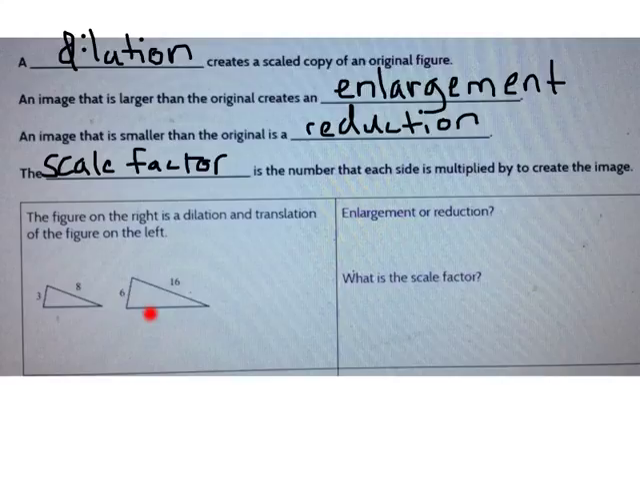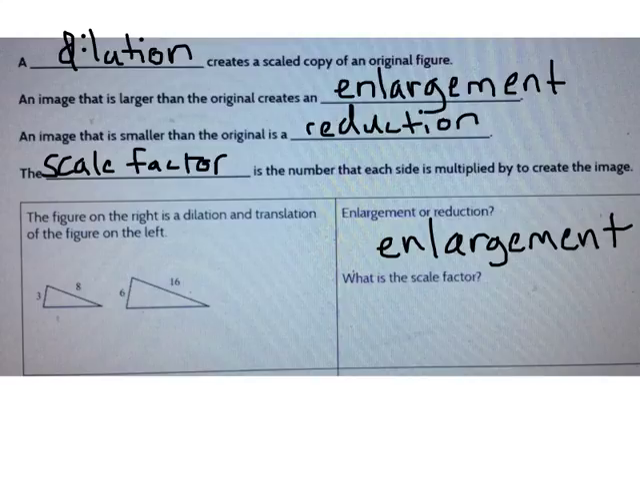The figure on the right is a dilation and translation of the figure on the left. First, is the figure on the right an enlargement or a reduction? It's an enlargement because it is larger than the original image. What is the scale factor? Just like in 7th grade, I can find the scale factor by dividing the side of the new image by the corresponding side of the original. The side that corresponds to 16 is 8. What's 16 divided by 8? It's 2. The scale factor is 2.